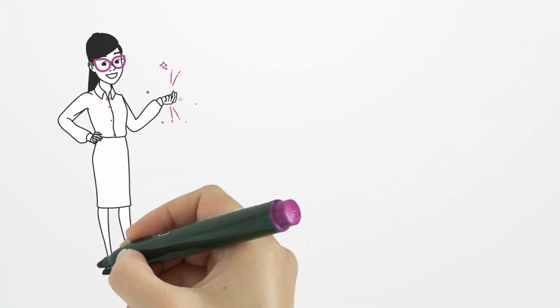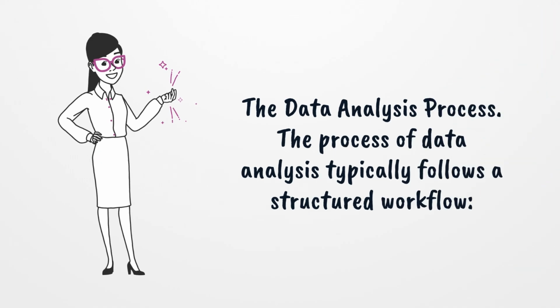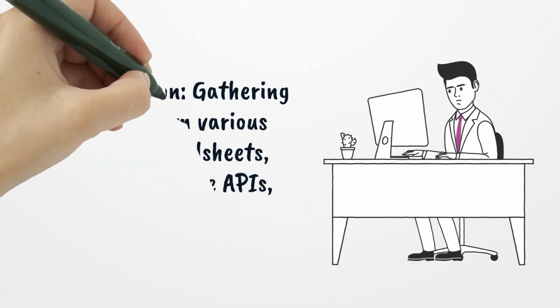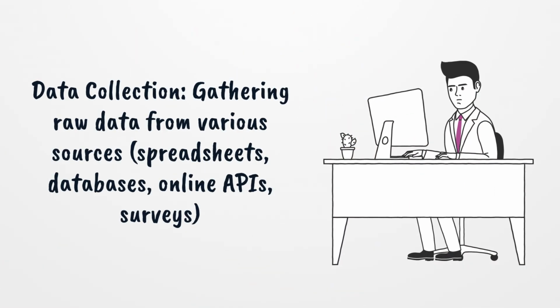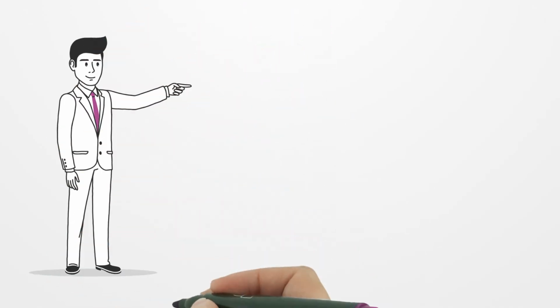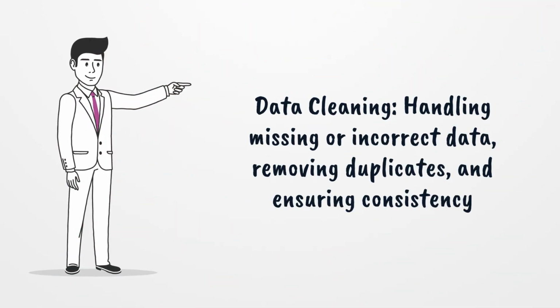The data analysis process. The process of data analysis typically follows a structured workflow. Data collection: gathering raw data from various sources, spreadsheets, databases, online APIs, surveys. Data cleaning: handling missing or incorrect data, removing duplicates, and ensuring consistency.